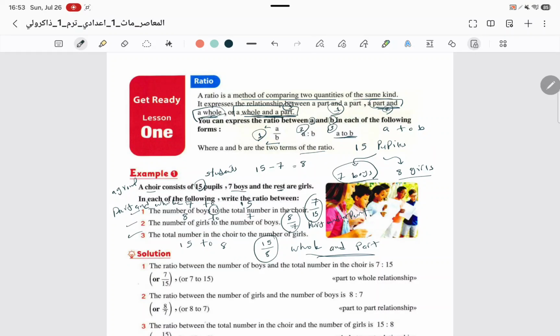So this is a simple example of how we can express a ratio, or how we can write a ratio A over B.